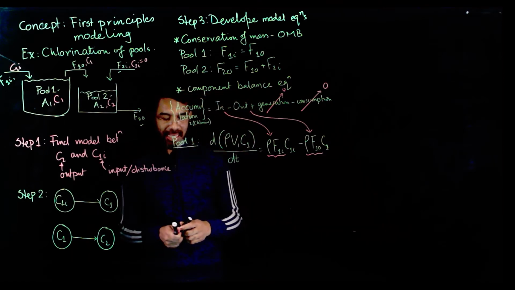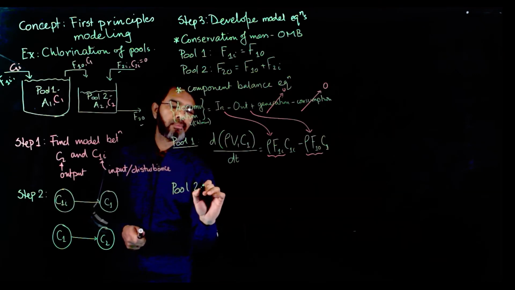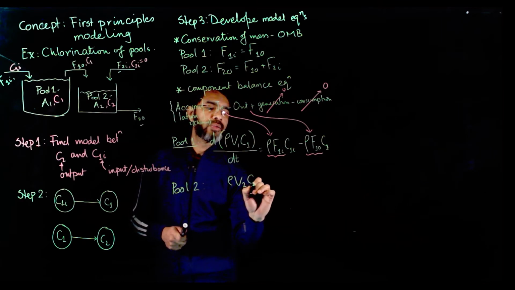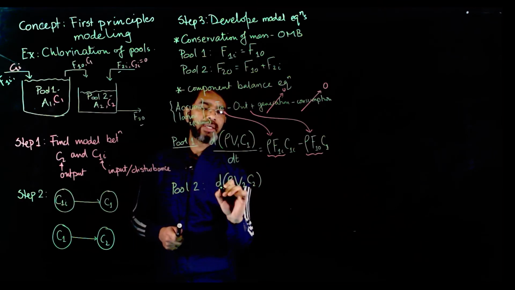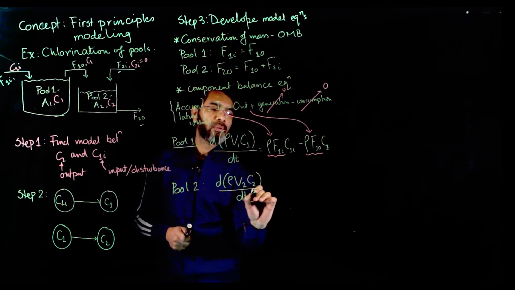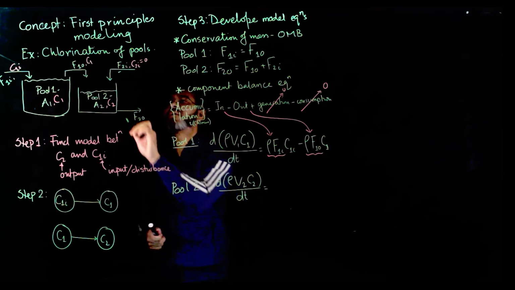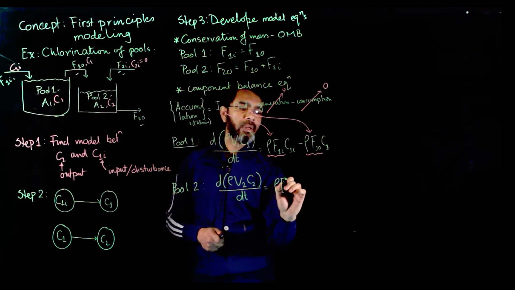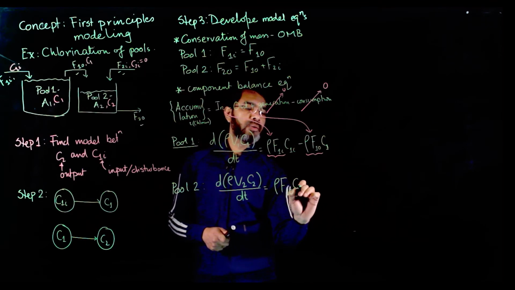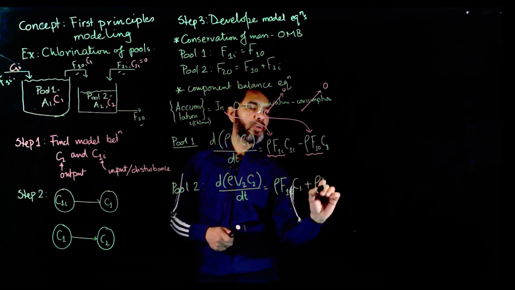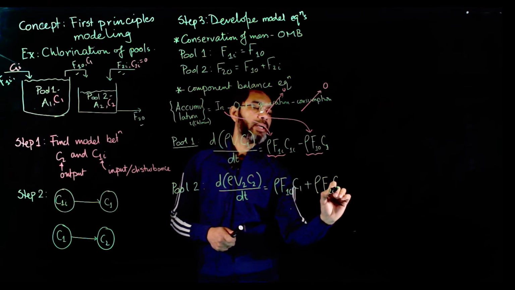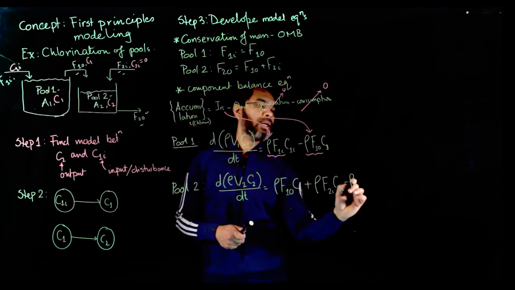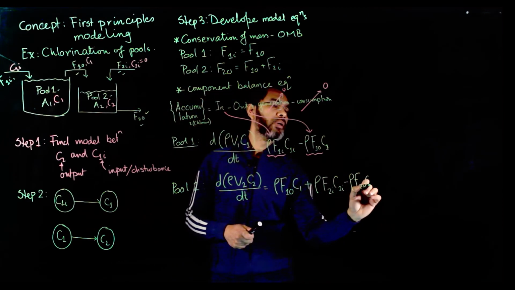Now we write the same equation for pool 2. It will again be rho V2 C2, its rate of change with time. There are two streams coming in here, F1 naught and F2I. So it will be rho F1 naught C1 plus rho F2I C2I minus rho going out, which is F2 naught C2.